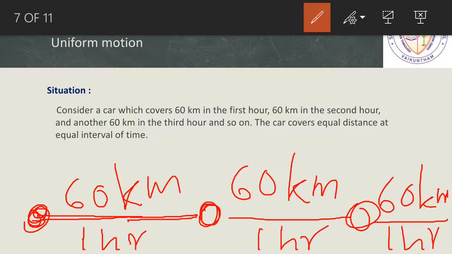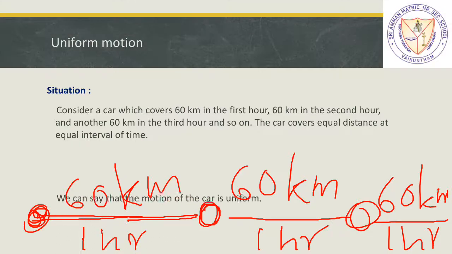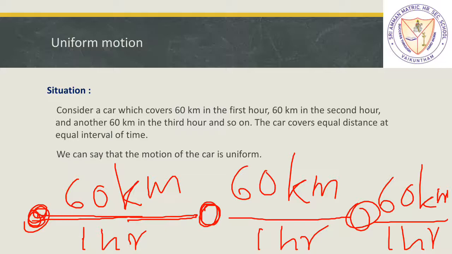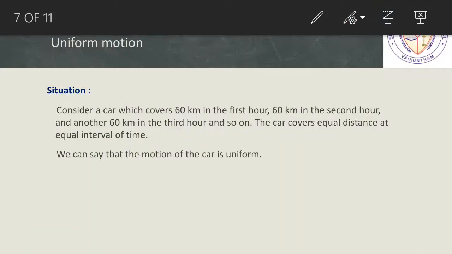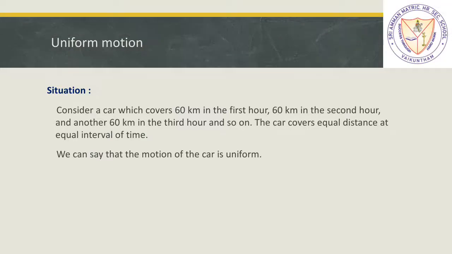Whenever you see there is some uniformity, yes or no? Every 1 hour the car is traveling 60 kilometers. So that means we can say that the motion of the car is uniform. There is some uniformity in the way in which the car is moving. So this is an example of uniform motion.